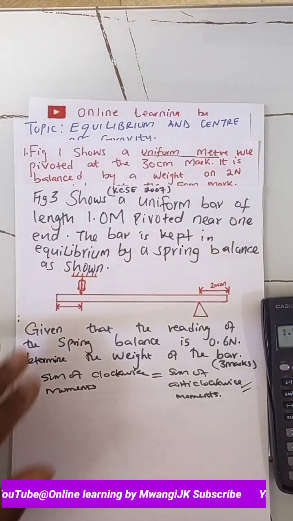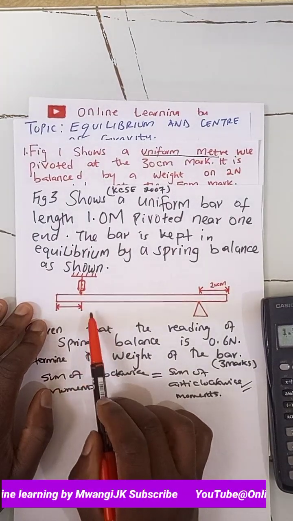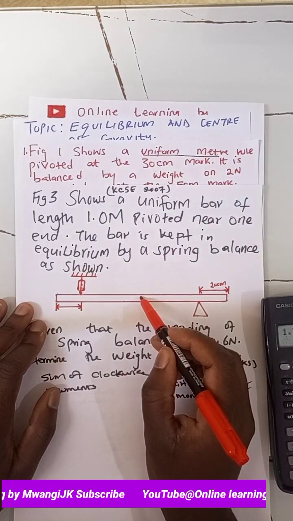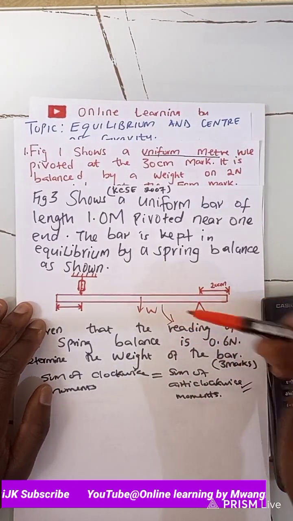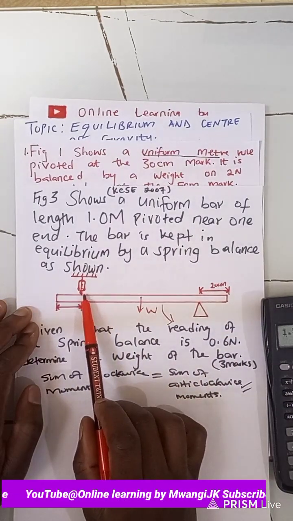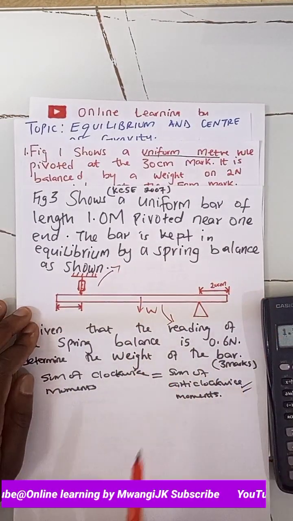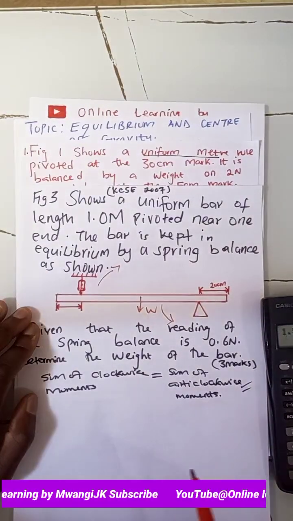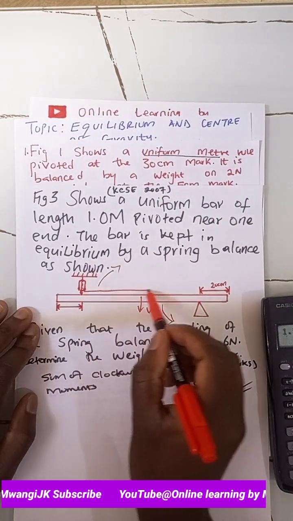So the spring balance is holding the bar from falling off, so it is offering the clockwise moment. If this is the center, the weight is acting at this point. So the weight of the bar is moving in an anticlockwise manner, while the spring balance is preventing the beam from falling, so it is acting in a clockwise manner. The clockwise moment is the force times the distance, and the distance we take is from the pivot, from this point to the pivot.